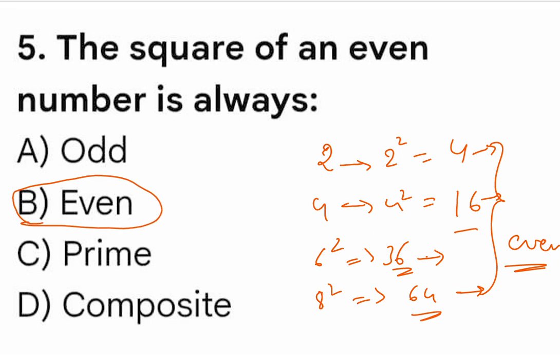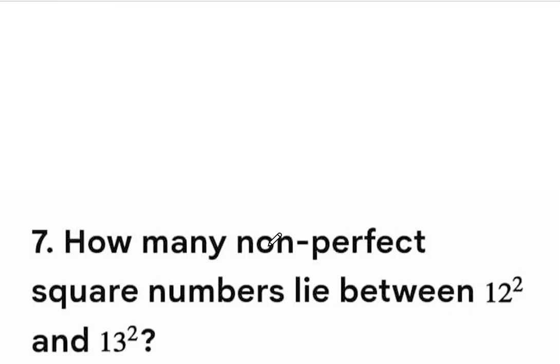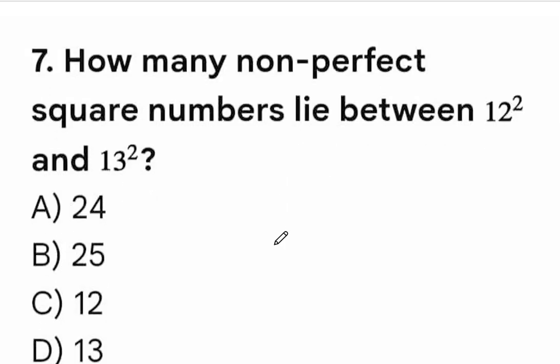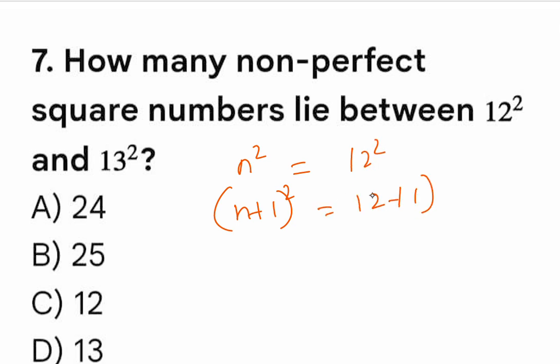So these are some examples. Next one. This kind of question we already solved. I already told how many non-perfect square numbers lie between 12 square and 13 square. There they asked how many numbers, but here non-perfect square numbers, both are the same. So here the numbers between n square and (n plus 1) square. Here n square is 12 square, so (12 plus 1) whole square becomes 13 square. So that n value becomes 12.